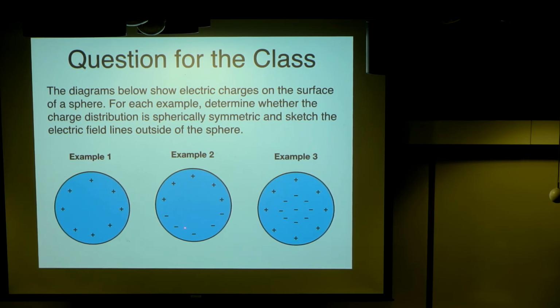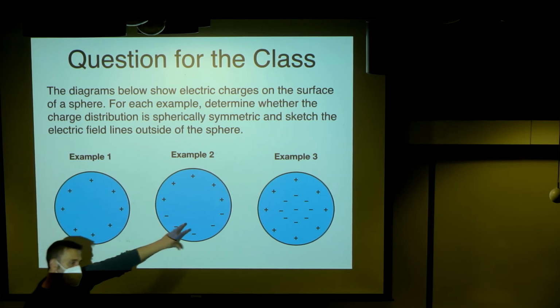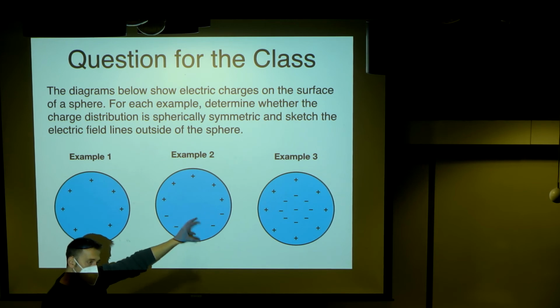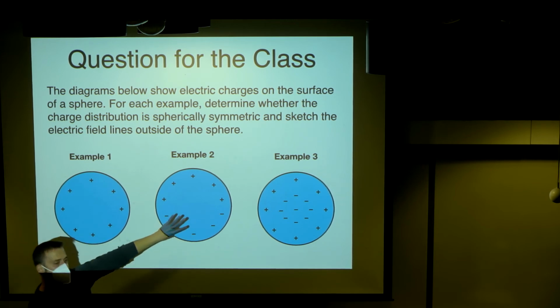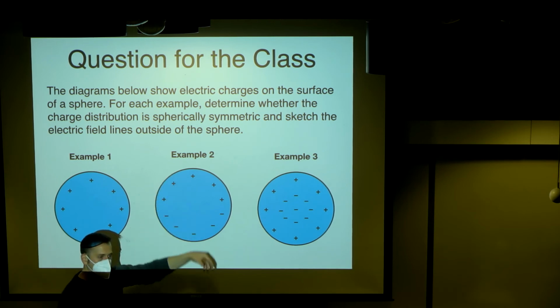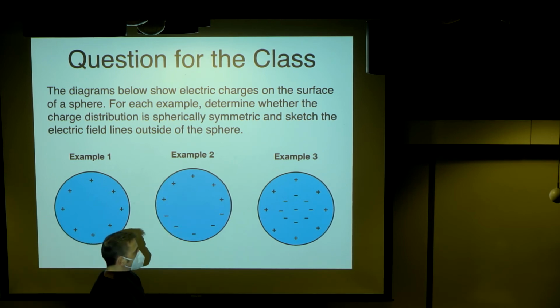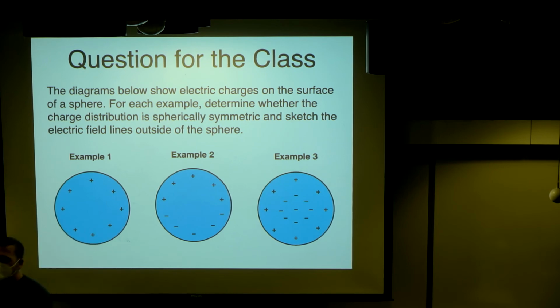Okay, what about example 2? Is this spherically symmetric? No, because it's clear that if I were to rotate around the central point, I would actually change the way the charge is distributed on the outside. For example, I could take the negatives and put them up here by just rotating. So it's not sharing this type of symmetry.